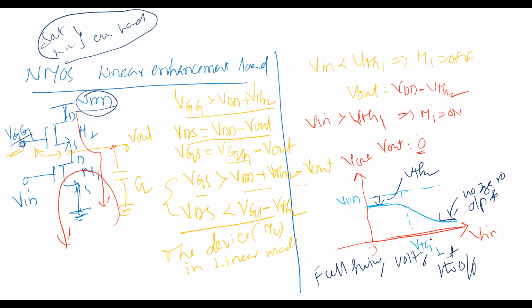NMOS inverter with enhancement load. We have two types, saturation and linear, but both fail to give the full swing of voltage at the output. Got my point? Yes, sir.